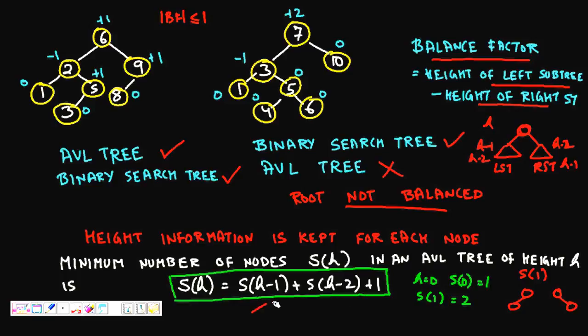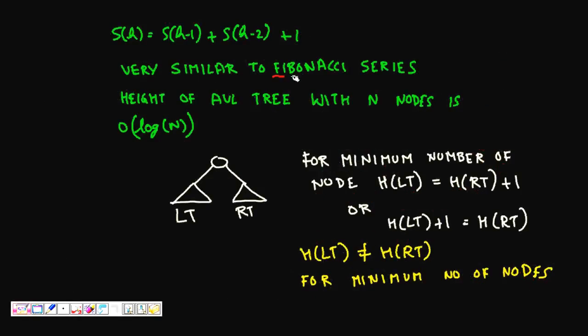Left subtree of height h minus 1, right subtree of height h minus 2, or either you can have right subtree of height h minus 1 and left subtree of h minus 2, and plus 1 for the root. So this is the equation, and it's very similar to the Fibonacci series. And the height of an AVL tree with n nodes, because it is balanced, is O of log n, where n is the number of nodes.